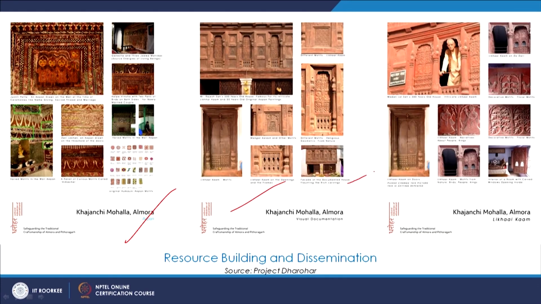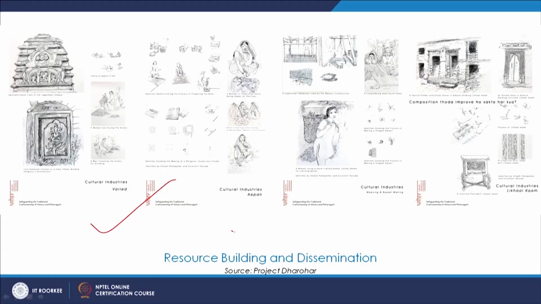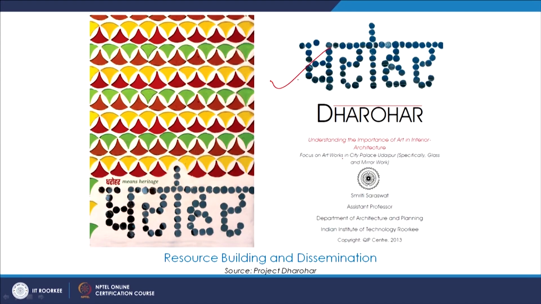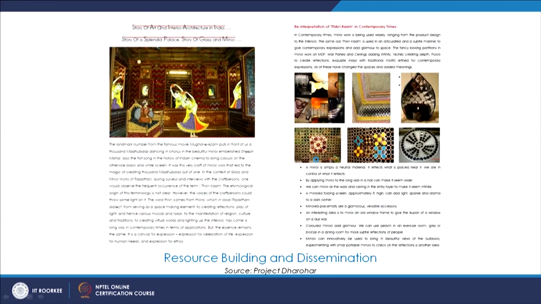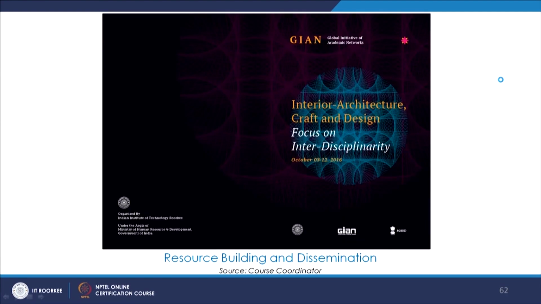Again, we see some more work, the timber craft and the apron art over here. Again, the facade and the interior architecture, the craft and the motifs. Some more documentation over here. Again, the one that I was talking about, City Palace Udaipur and artwork and architecture, the monograph. These are the pages from the monograph. And some other ways to build the resource and disseminate.